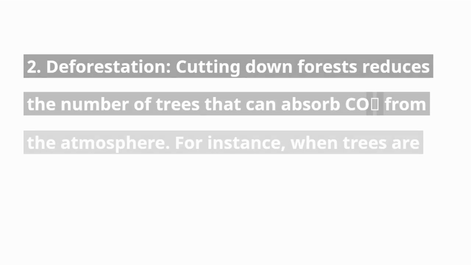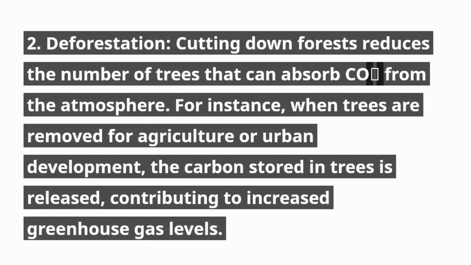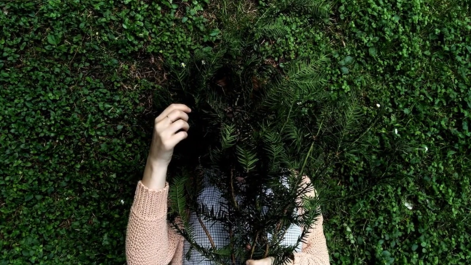2. Deforestation. Cutting down forests reduces the number of trees that can absorb carbon dioxide from the atmosphere. For instance, when trees are removed for agriculture or urban development, the carbon stored in trees is released, contributing to increased greenhouse gas levels.